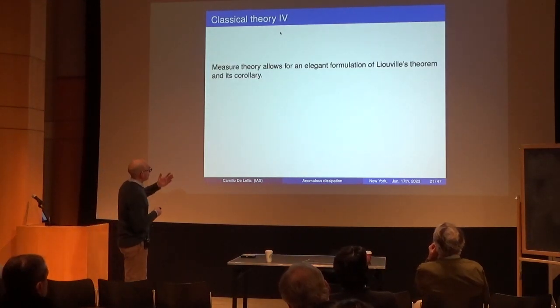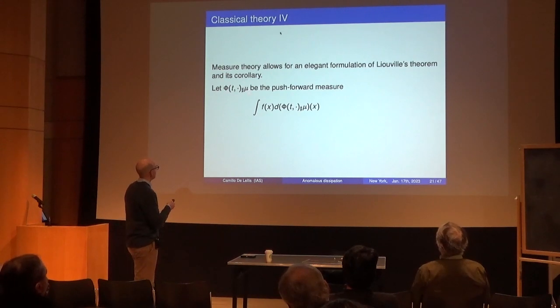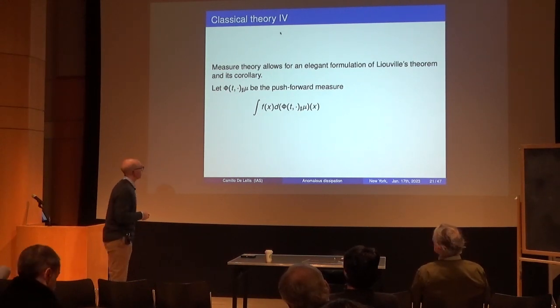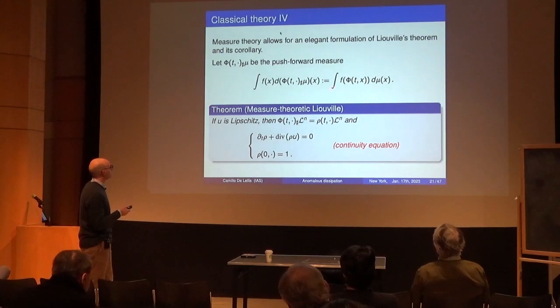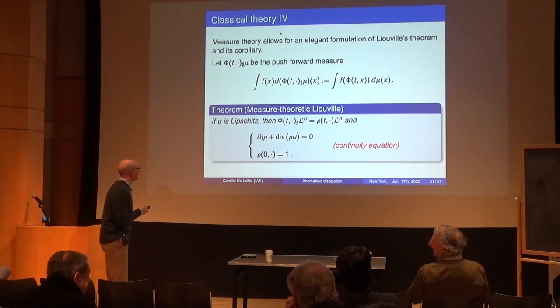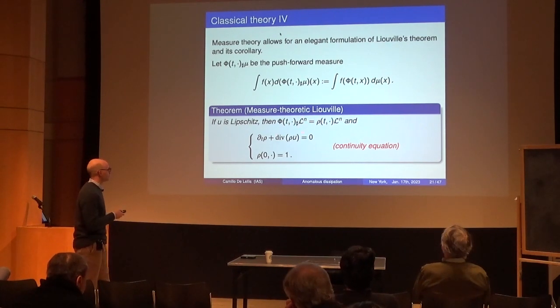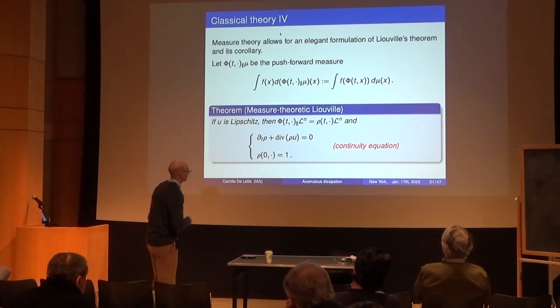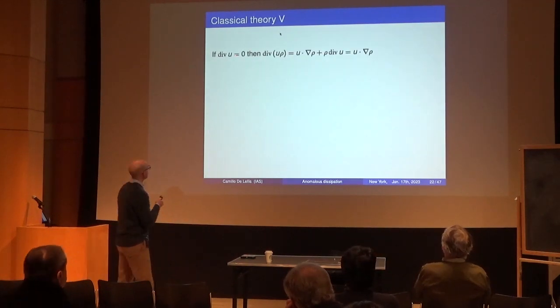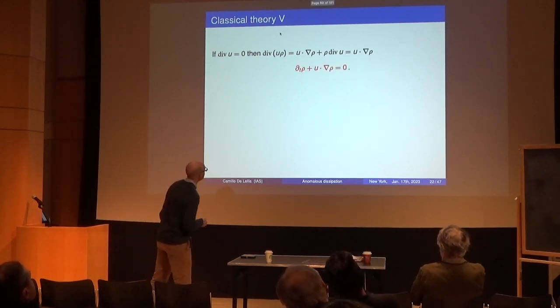Of course, there's a very elegant way of encoding this Liouville theorem. If you take the push forward of the measure, for which I give you a formal definition over here, but maybe this was not needed. A way to understand the Liouville theorem is just to say that when you push forward the Lebesgue measure, you get the density, and the density solves the continuity equation. And the continuity equation in our case, where the divergence of u is equal to zero, is actually the transport equation.